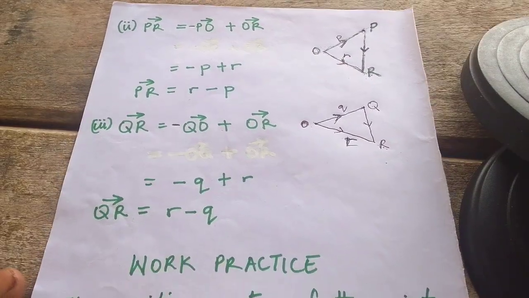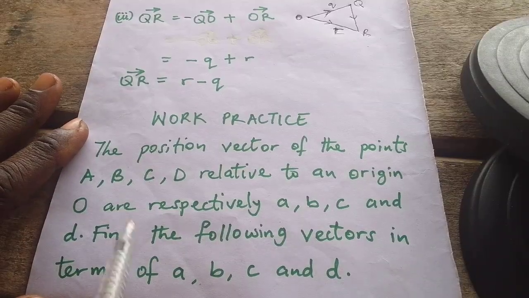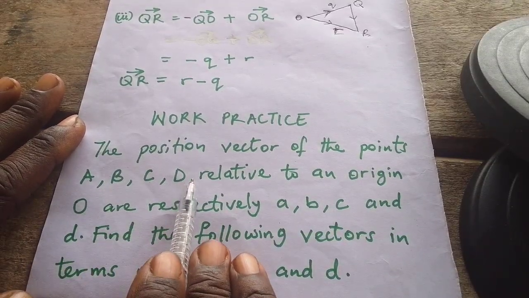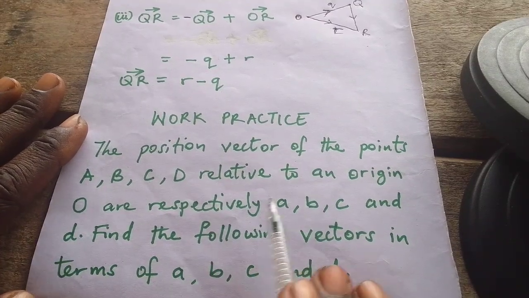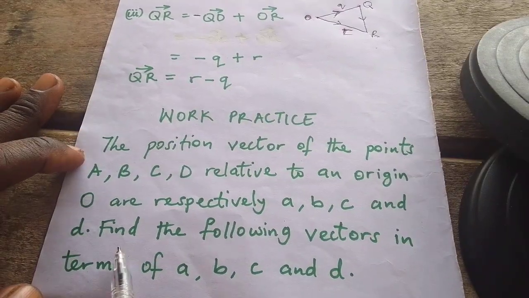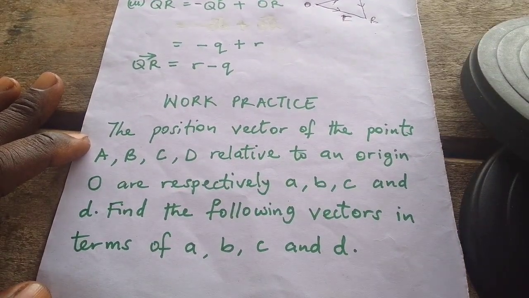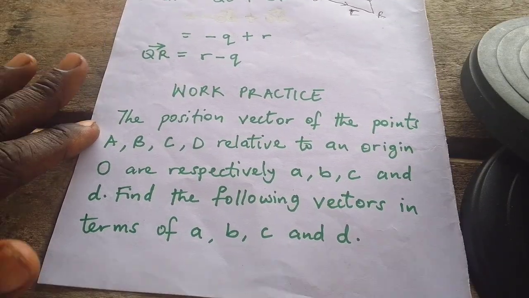Now, let's look at the work practice. For the work practice, the position vectors of the points A, B, C, D related to an origin O are respectively small a, b, c, and d. Find the following vectors in terms of a, b, c, d. That means you have to express them in terms of their position vectors.